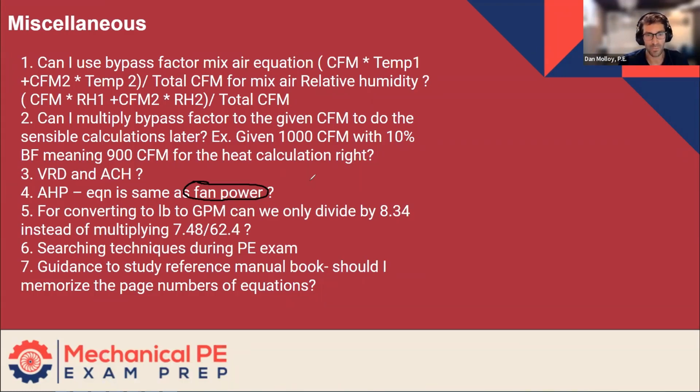People have asked me, hey, can you do a review of the reference handbook and just go through everything? I say, absolutely not, because I don't use it like that. And I don't think you should either.